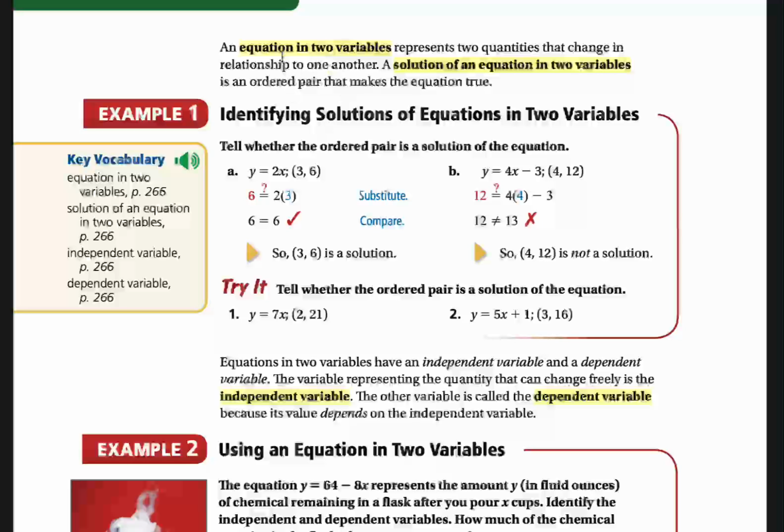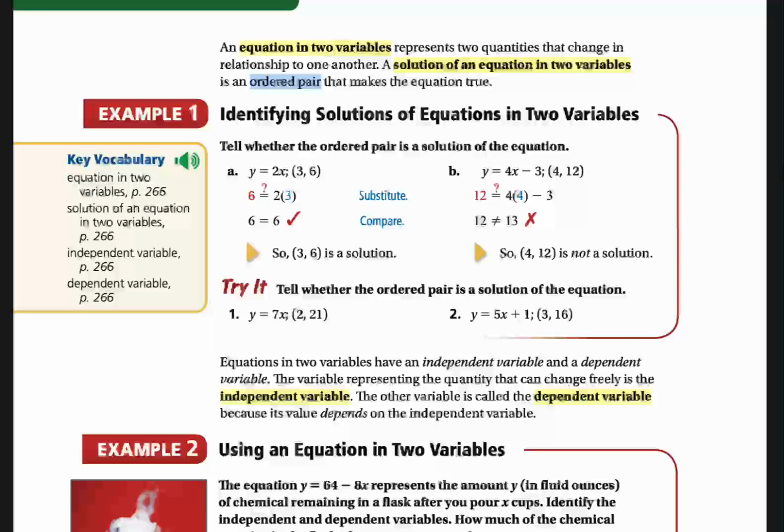So the solutions should be two values because we have two variables. So it should be two values, two numbers, the solution. So the solution should be an ordered pair. And any ordered pair means we use brackets like this.